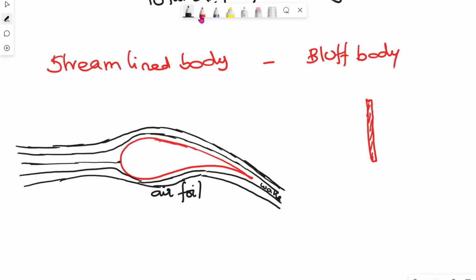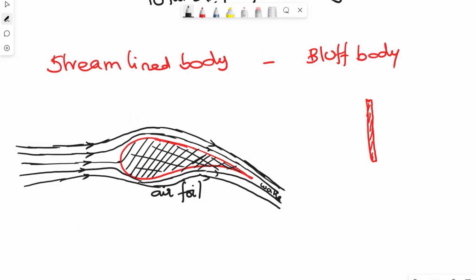So, once again, this is what I call the streamlined body. Streamlined body means shape, you see it, airfoil shape. So now flow over it. If I take it, this is the flow direction. How the flow will be, right? The flow will be such that there will be no separation at all.